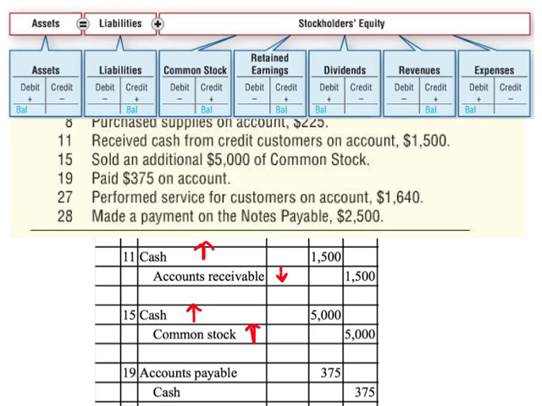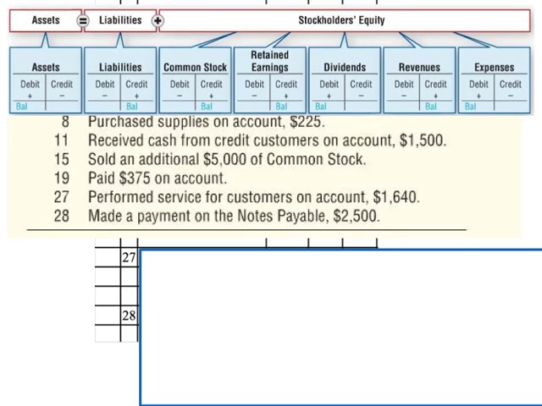Accounts payable is going to go down. Our liabilities, we're paying them off. That's a good thing. My cash goes down at the same time, though. Cash is an asset. All right, next one.